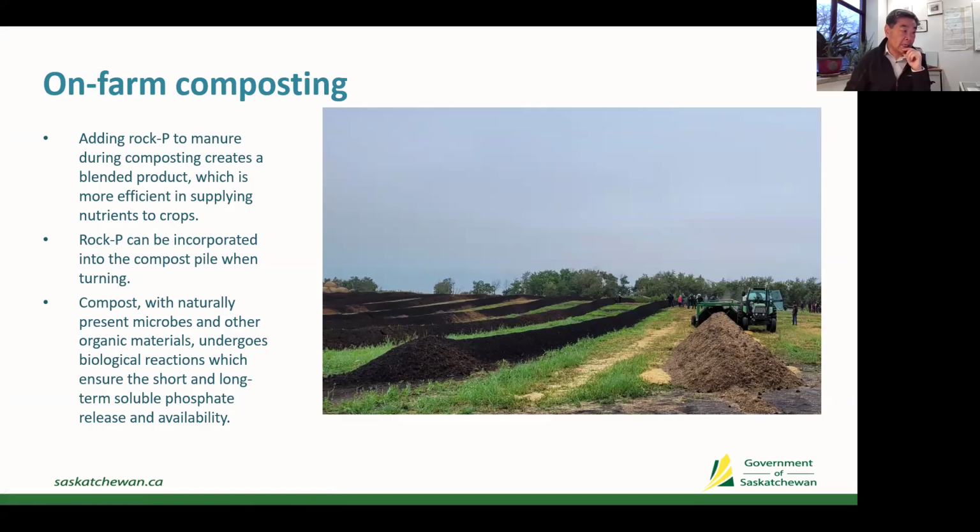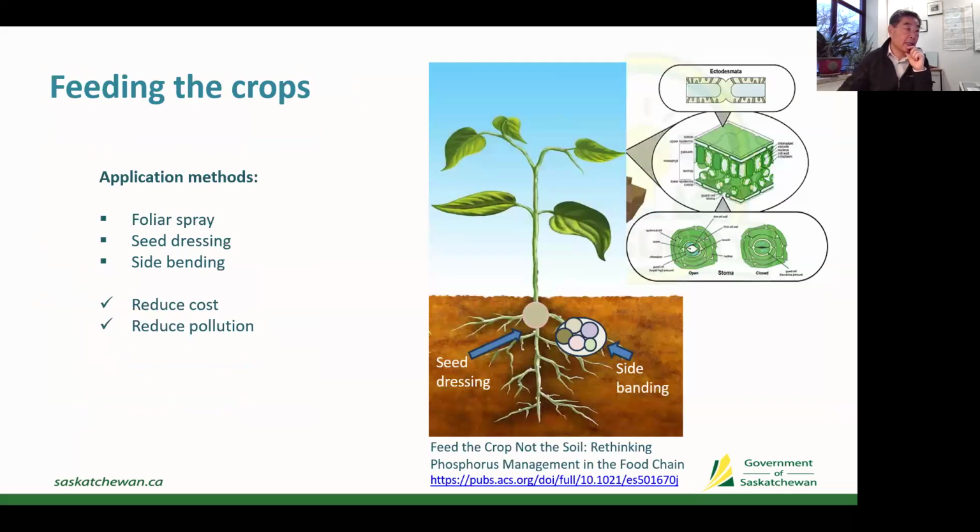Yeah, the compost with naturally present microbes and other organic materials would help the biological reaction, which ensures the short-term and long-term solubility of the phosphate release and increases availability. And another approach a farmer could practice is to feed the crop.